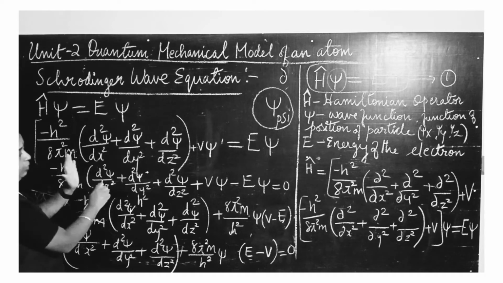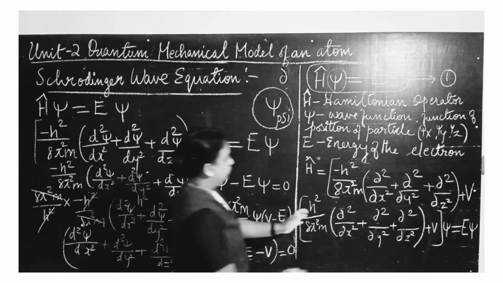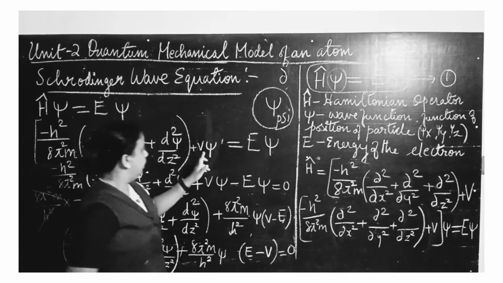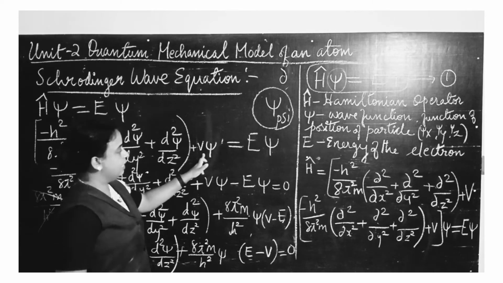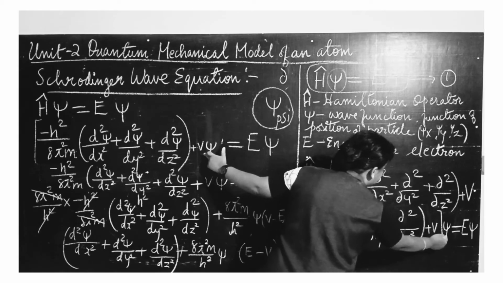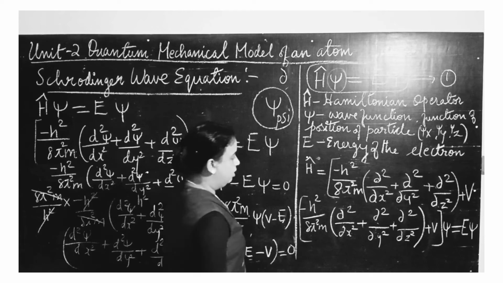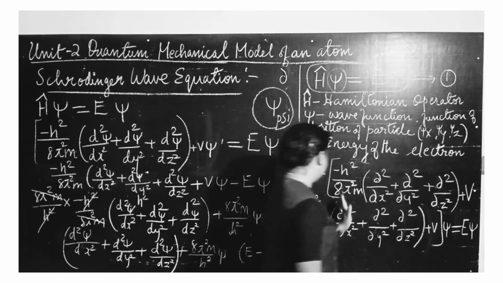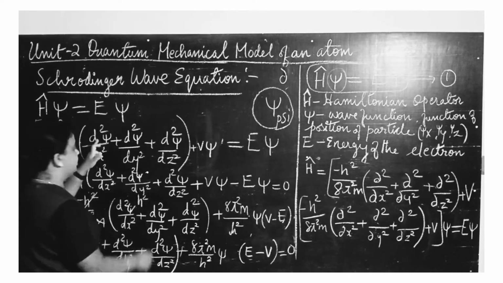So better not to multiply. So here psi is there, psi is outside. This psi I just multiply, take it inside. Okay, this psi I just take it inside. So when I take it inside, what happens?